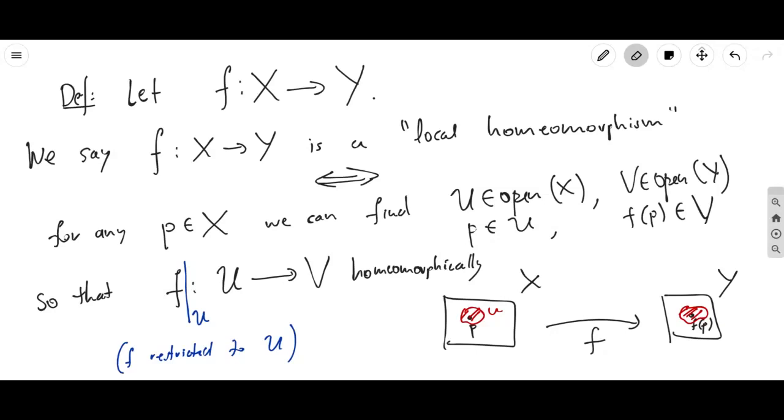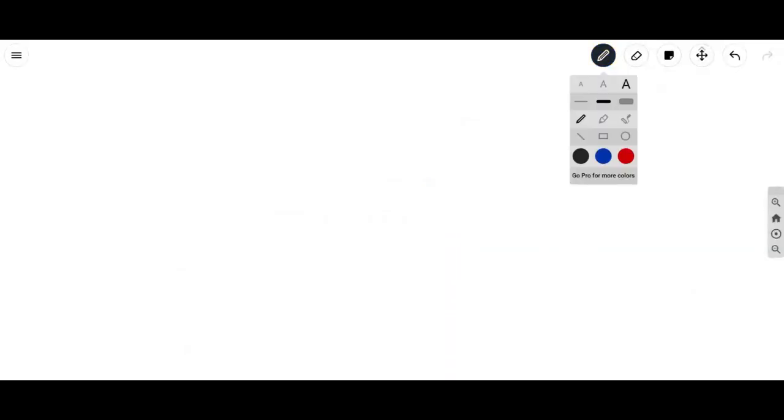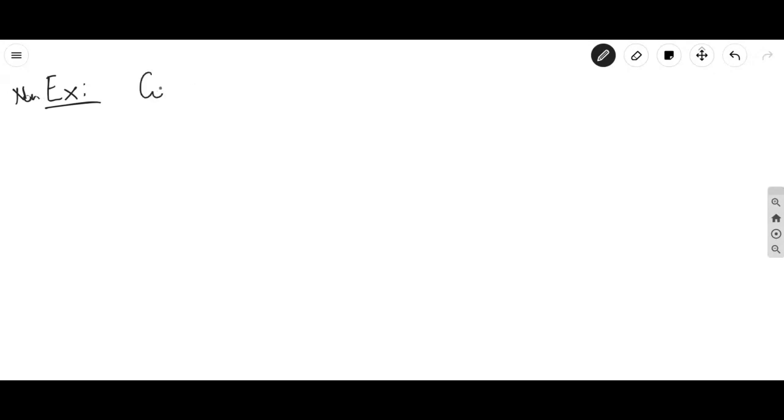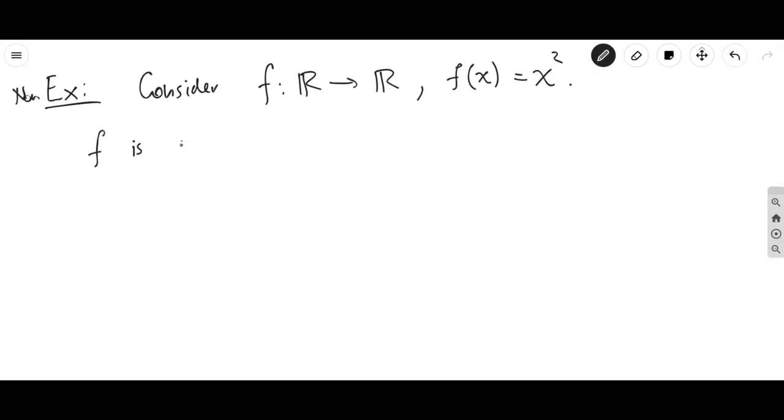And let me give you an example. I think it would be probably better to give you an example of something that is not a local homeomorphism. That's probably going to be more helpful, because the other examples, when we get to covering spaces, are going to be local homeomorphisms. So here's a non-example. Consider the following map from R to R, the map that squares: F of X equals X squared. F is not a local homeomorphism.